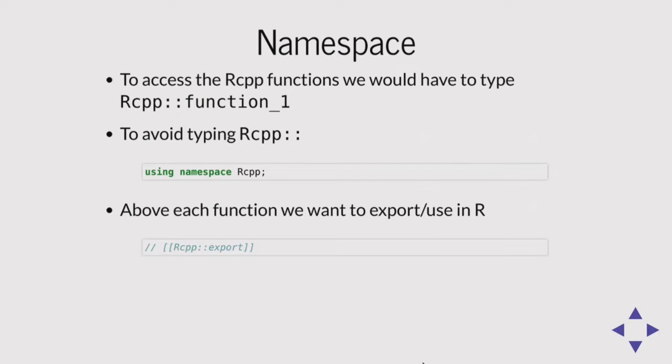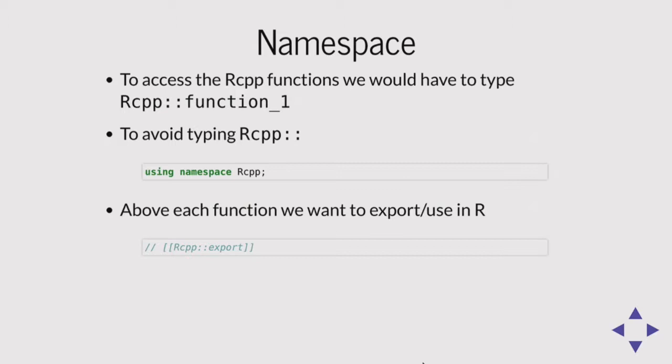Line 2 is we want to use the functions from Rcpp without having to prefix them with Rcpp::. And then above each function we want to export or use, we have this little funny thing here. If you're familiar with writing packages with Roxygen2, you put a little tag above a function saying @export, and it automatically exports the function. Well, this is the same idea. So you put this on the top of each function you want to export.